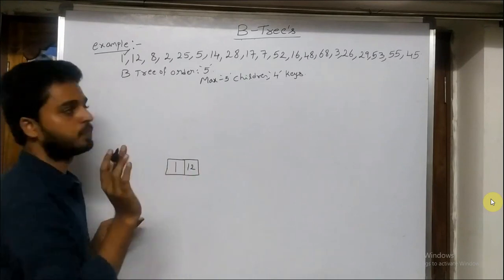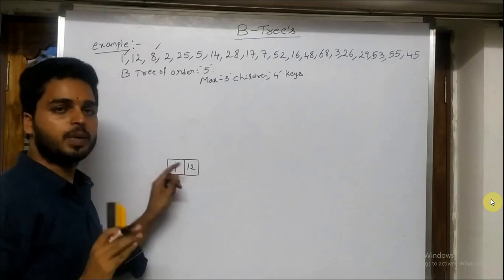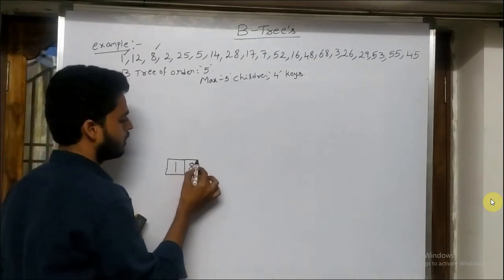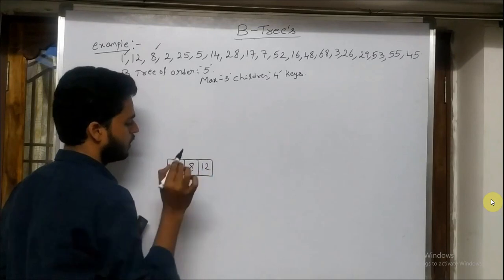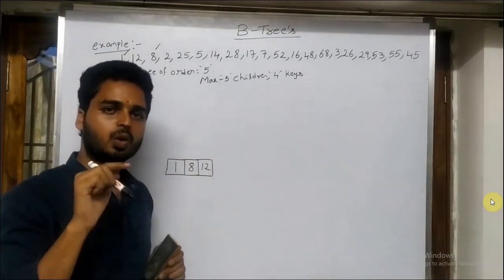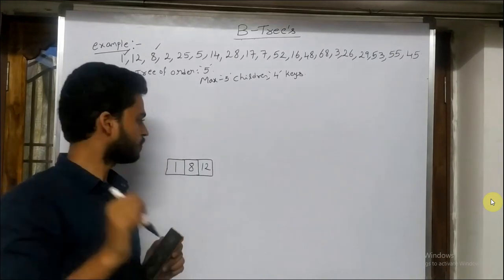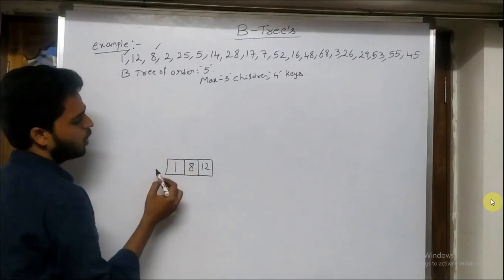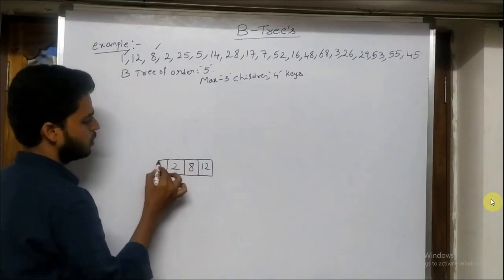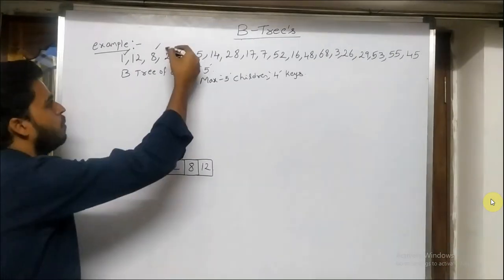There is no violation. Next I will take 8. Can I insert this 8 directly here? Yes, I can directly insert my 8 into the leaf node. See one important point. While inserting, you need to insert the value in the leaf node only every time. So I insert 8 first. Next I got 2. As it is a leaf node, there is only one node, so I will insert 2. There is no problem. Okay, 2 completed.